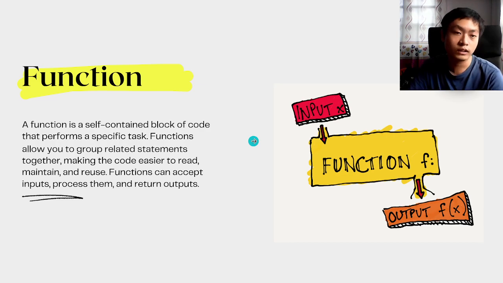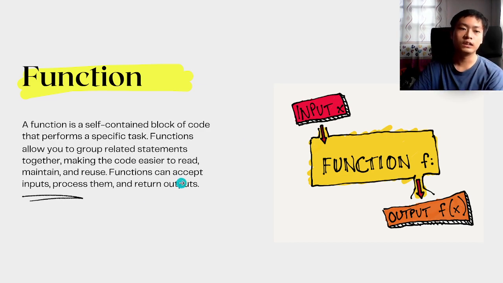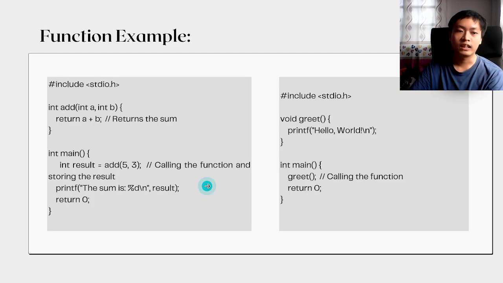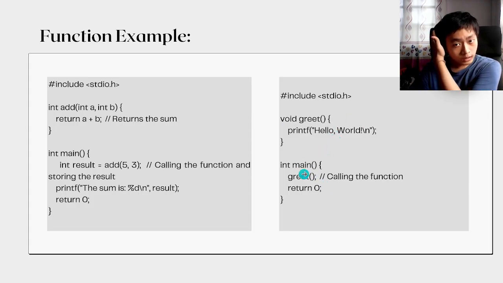And the next one will be the functions. Functions are self-contained blocks of code to do a specific task. So far there will be two types, as you can see here.